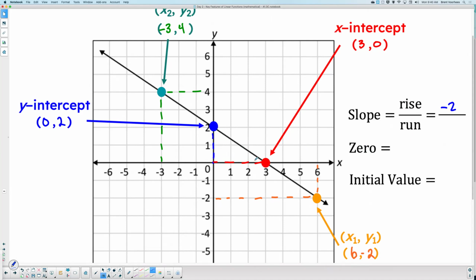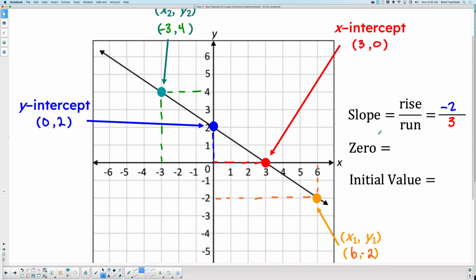Now, how many units is my run? That means straight to the side. So I went down 2 units. Now, how many do I go to the side? 3. Perfect. I'm going to put that in red. So if I asked you what the slope is, you'd tell me the slope is -2 over 3. That's how you would say that. What is the slope? -2 over 3. Very good.